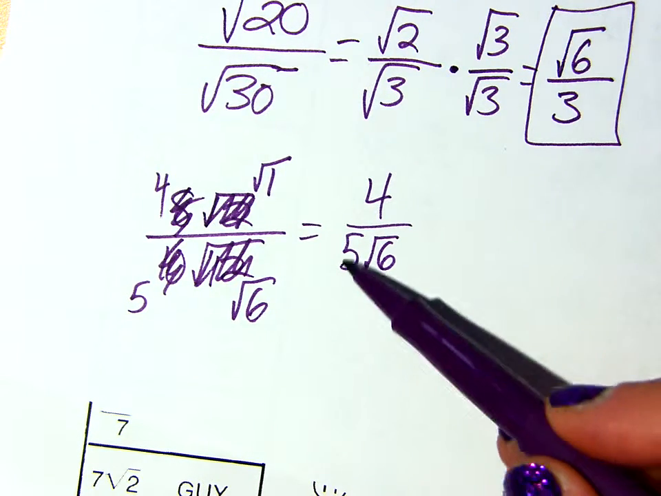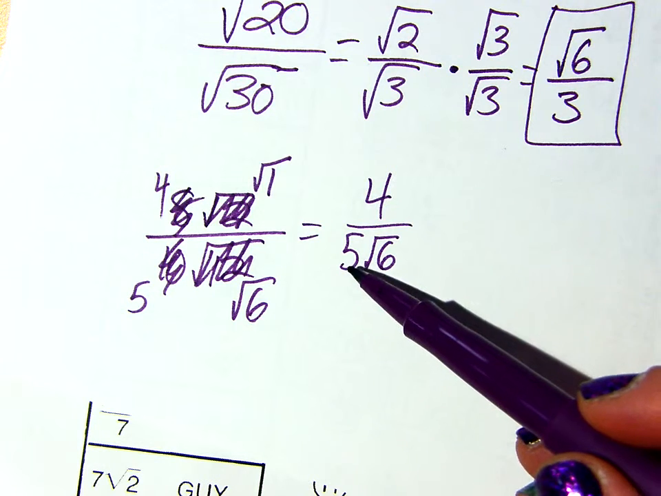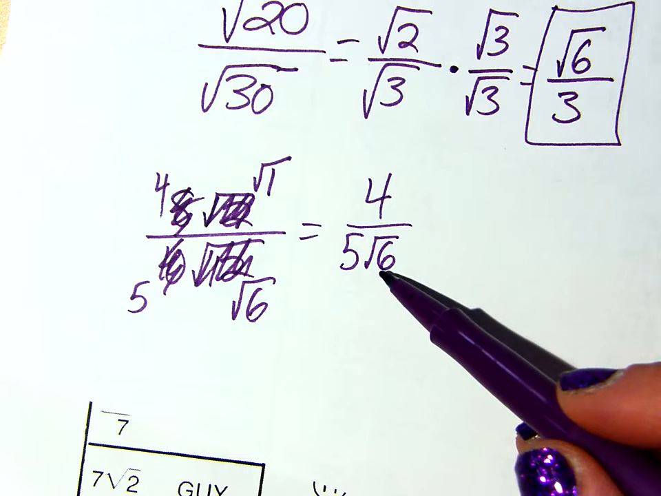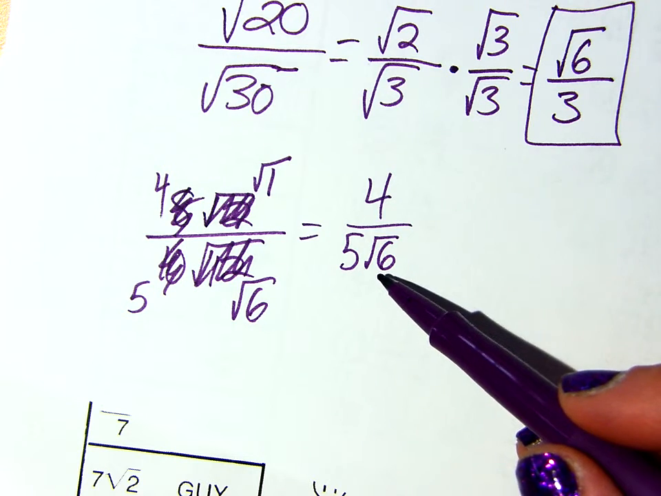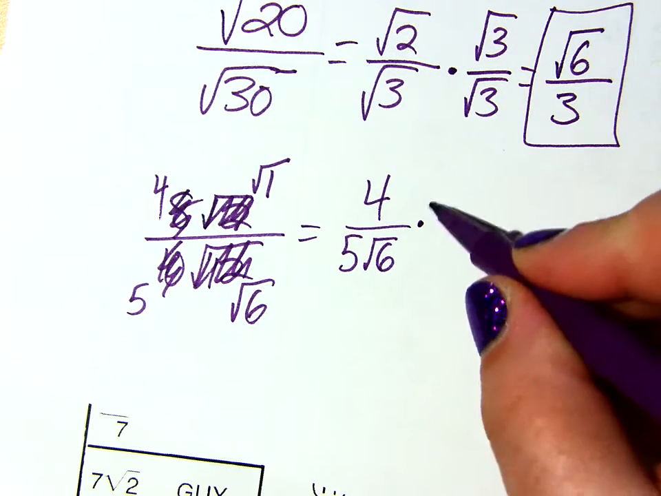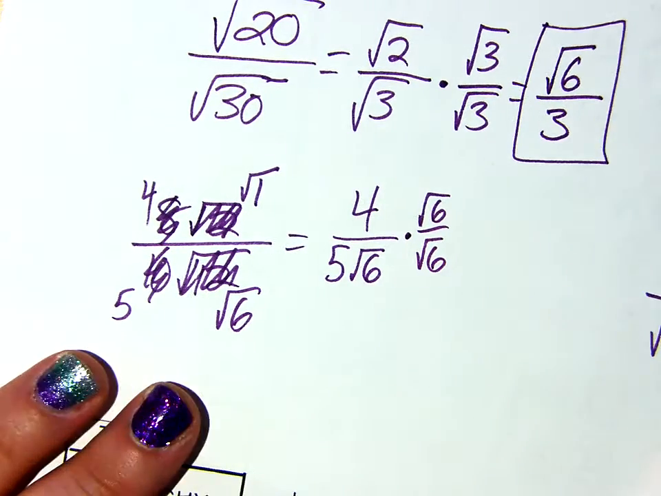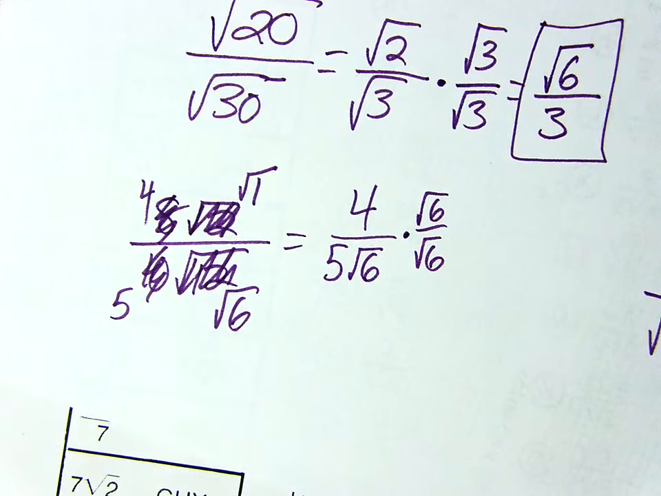The 5's not the problem. I can have a 5 in the denominator all day long. It's only the square root of 6 that's a problem. So I don't have to multiply by 5 square root of 6. I just have to multiply by square root of 6. And the denominator will still have its square root go away.